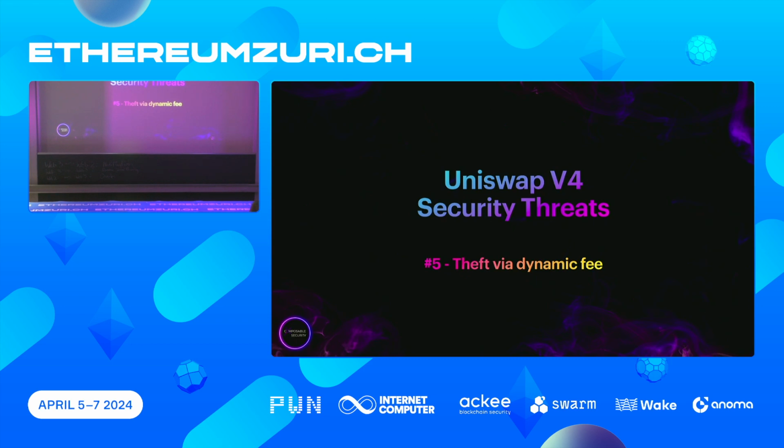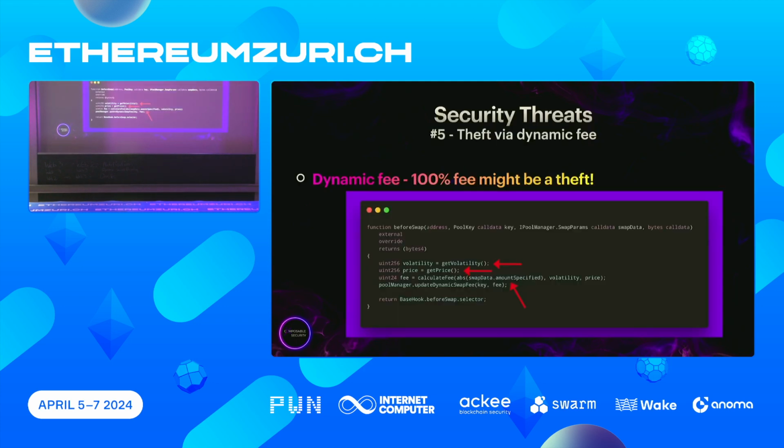Number 5 is our dynamic fees. This is a new thing that came to V4, and it's quite interesting, but it also has some security implications, because in the V4 swap hook, you can update the fee on the pool. There is one limitation: the fee cannot be more than 100%. So what happens when it's 100%? Well, basically, whatever you're trying to swap will be taken from you because that's the fee, right?